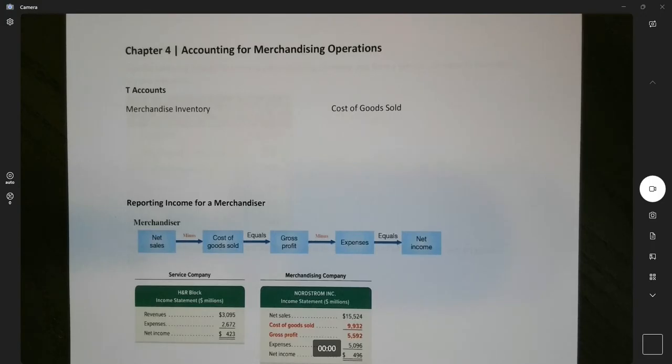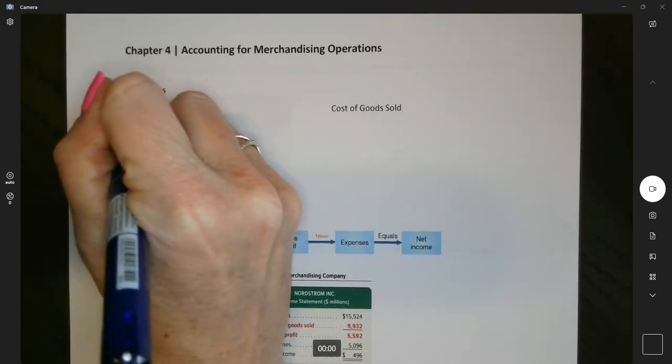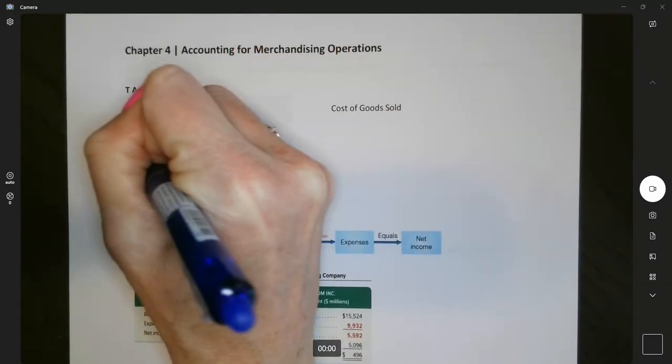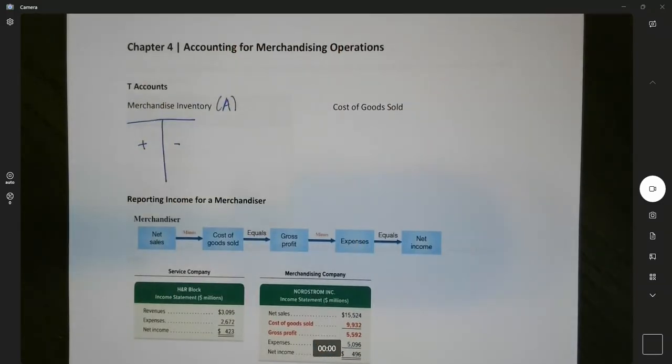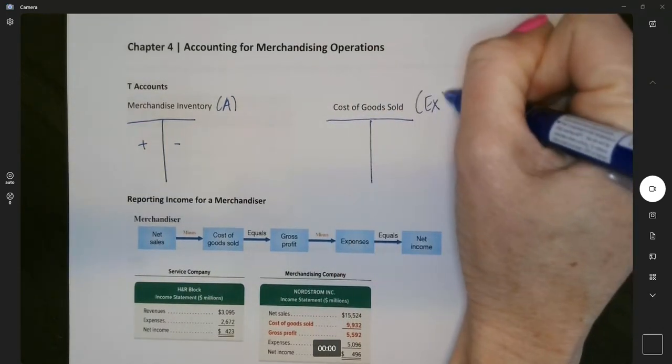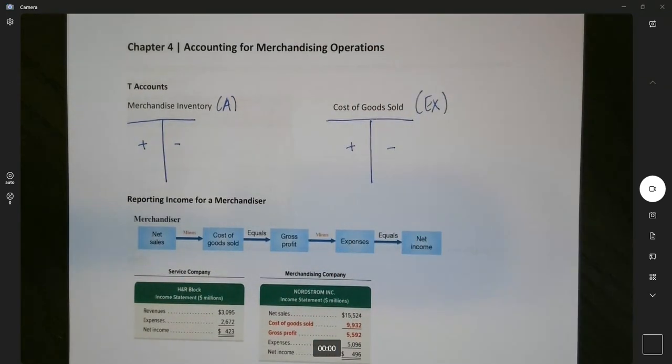So a couple of T accounts that I'd like to let you know about. First one is merchandise inventory. This is an asset account, and it's going to increase with a debit and decrease with a credit. We also have cost of goods sold. This is an expense account. Increases with a debit, decreases with a credit.